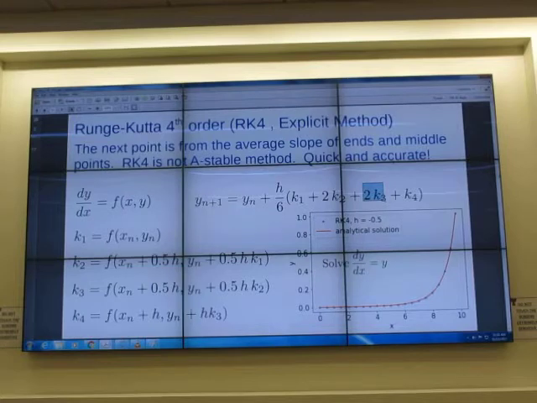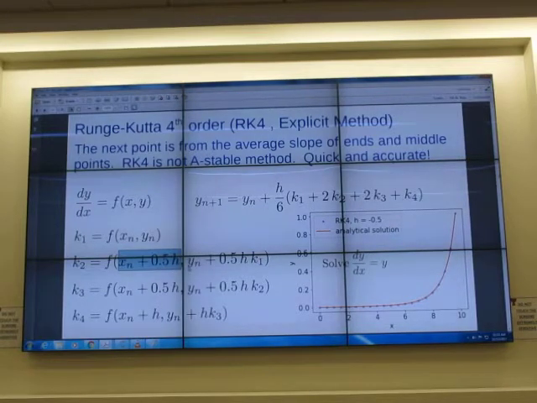But if you look at the formula, we cannot tell what the slope at the middle point is, because we don't have the middle point. Right? How can we tell the slope at the middle point? We cannot. So we calculate the slope at the current point first. Then we do linear extrapolation to guess the slope at the middle point. In the formula, look at this. K2 is the slope at the middle because it is evaluated at xn plus half h, right? So it's the slope at the middle point.